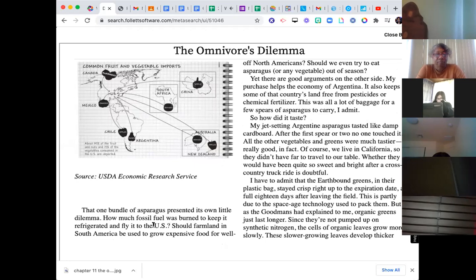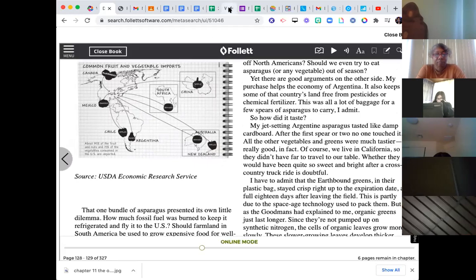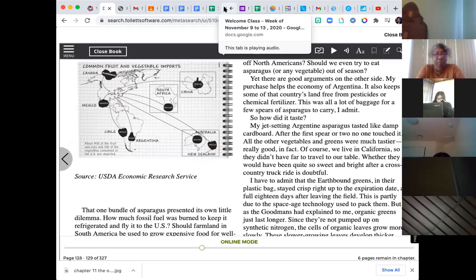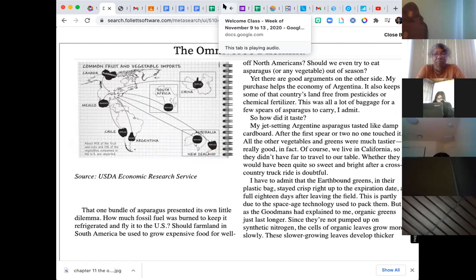How much fossil fuel was burned to keep it refrigerated and to fly it to the United States? Should farmland in South America be used to grow expensive food for well-off North Americans? Should we even try to eat asparagus or any vegetable out of season?